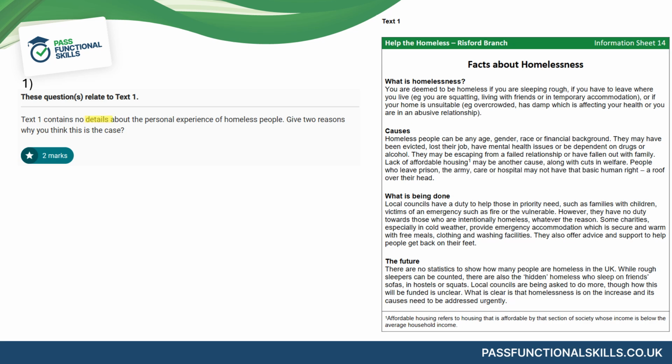So if we have a look at this text on the right hand side here, we can see that it says right at the top that this text is an information sheet. And we also get told from the heading that it's going to give us facts about homelessness. So straight away, this text definitely seems to be trying to inform the reader, and often informative texts will contain lots of detail. However, this question is saying that it contains no details about the personal experience of homeless people.